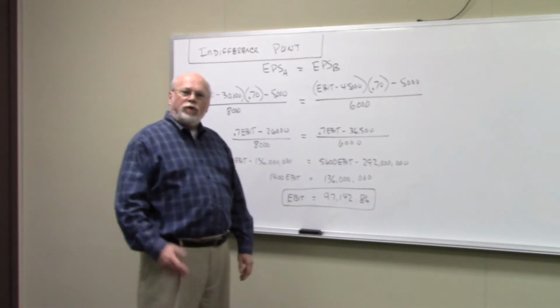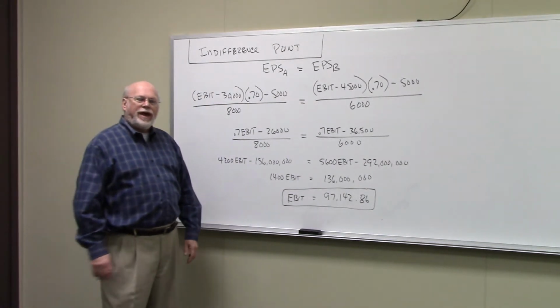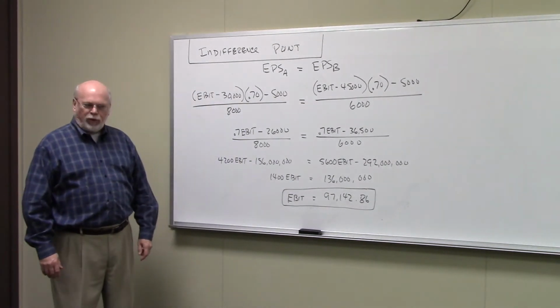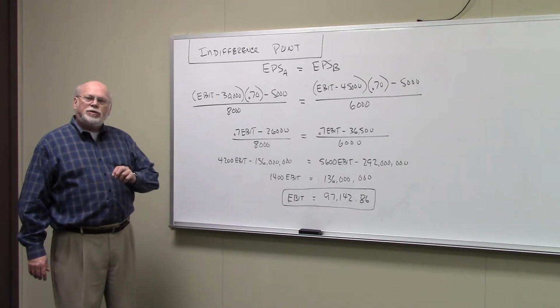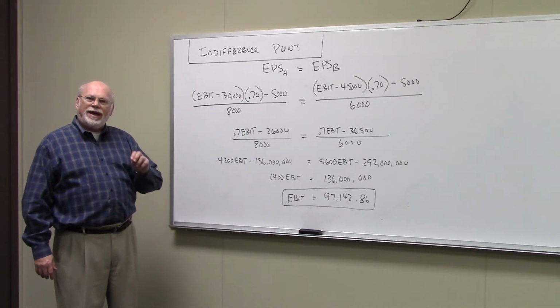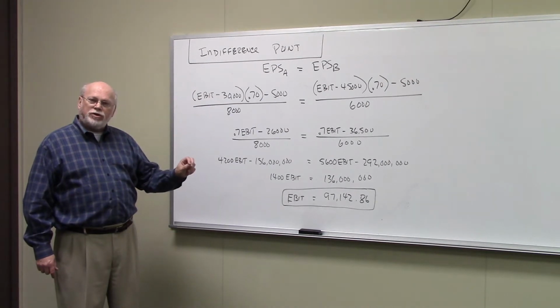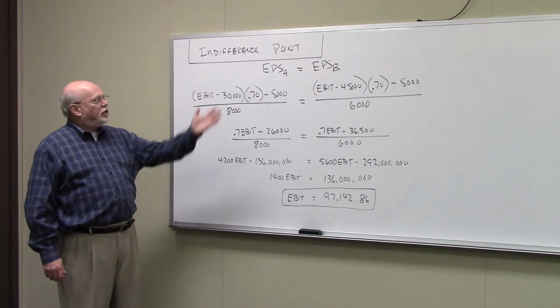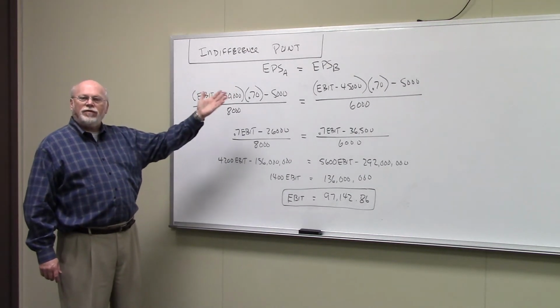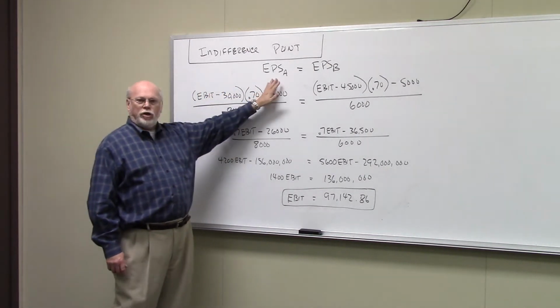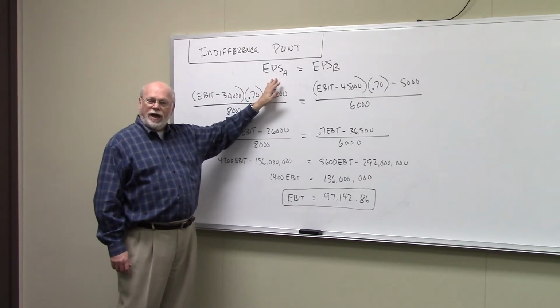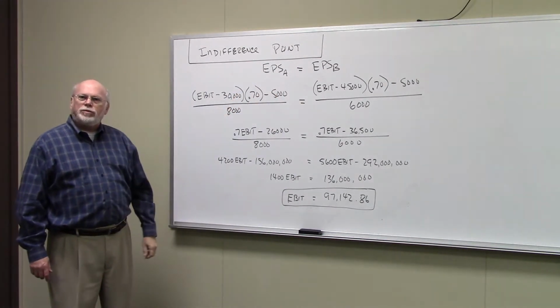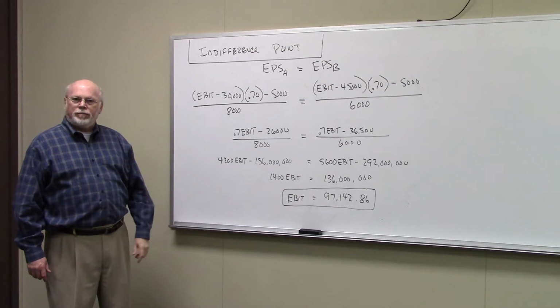Now, the first thing we're going to do is go through how you calculate what's called the indifference point. The indifference point is the level of EBIT that will make the earnings per share under one capital structure equal to the earnings per share under the other capital structure. So we're looking for the level of EBIT that makes the earnings per share under capital structure A equal to the earnings per share under capital structure B.